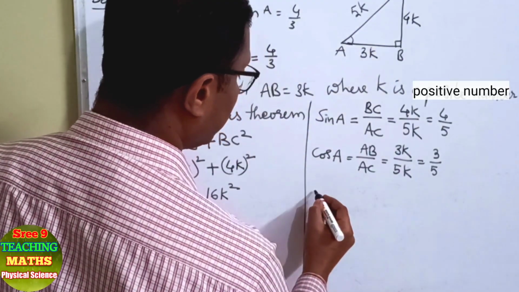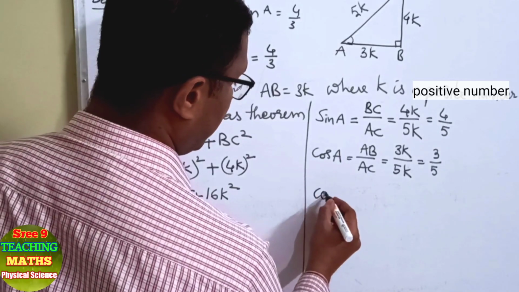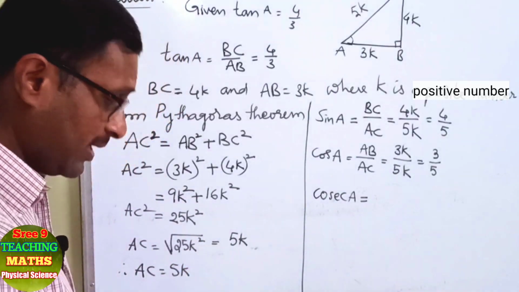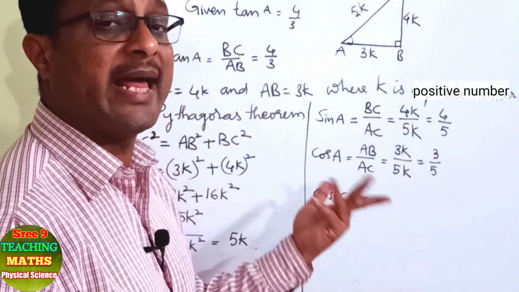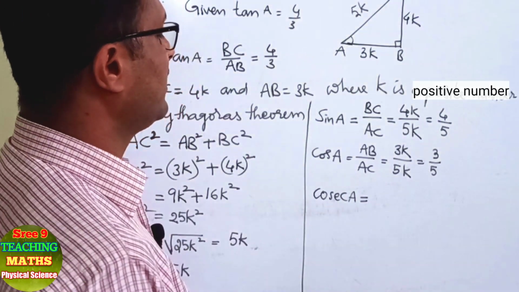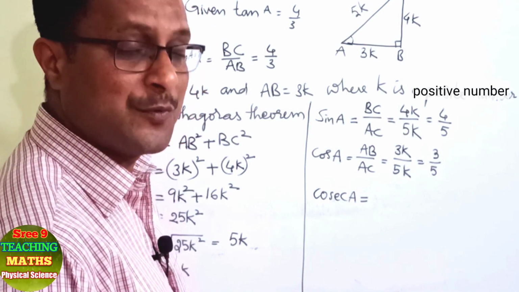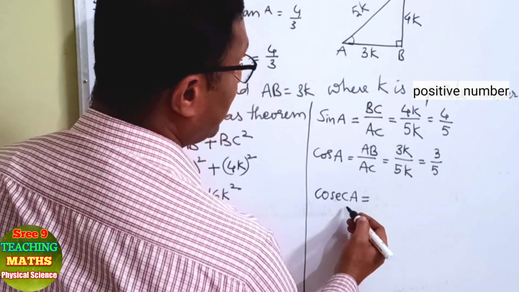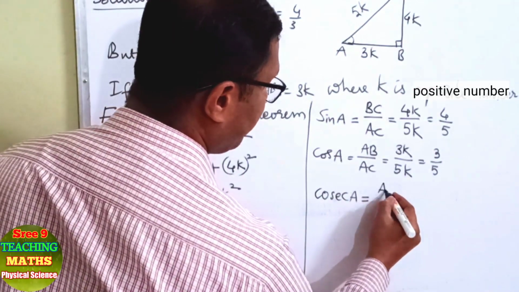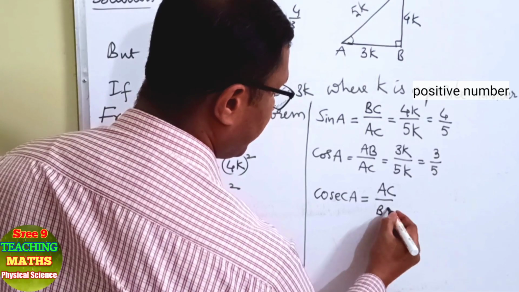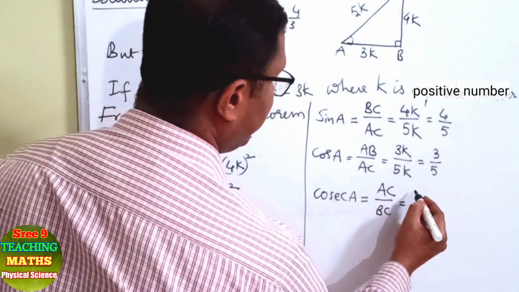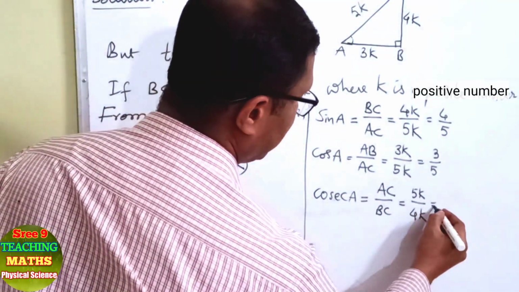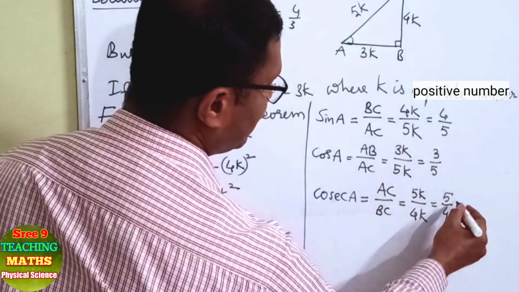The next will be cosec. So cosec A is equal to 1 by sine. Here we can write the reciprocal of sine or directly. Cosec A is equal to hypotenuse by opposite, or the reciprocal of 4 by 5, which will be 5 by 4. Simply by using the formula we can write hypotenuse by opposite, that is AC by BC, 5K by 4K, K and K get cancelled, 5 by 4. You see, 4 by 5 reciprocal, 5 by 4.